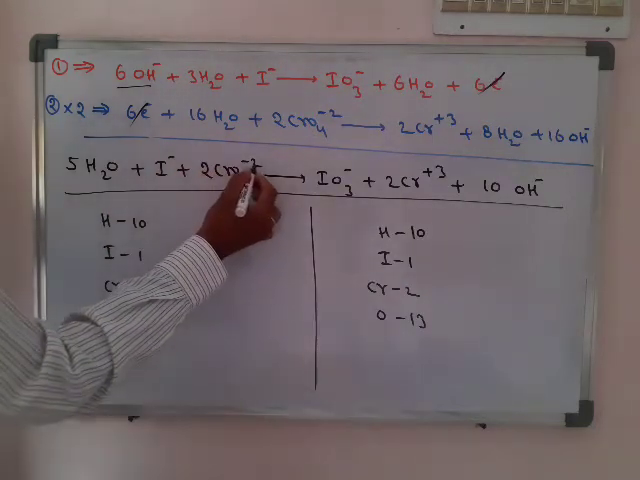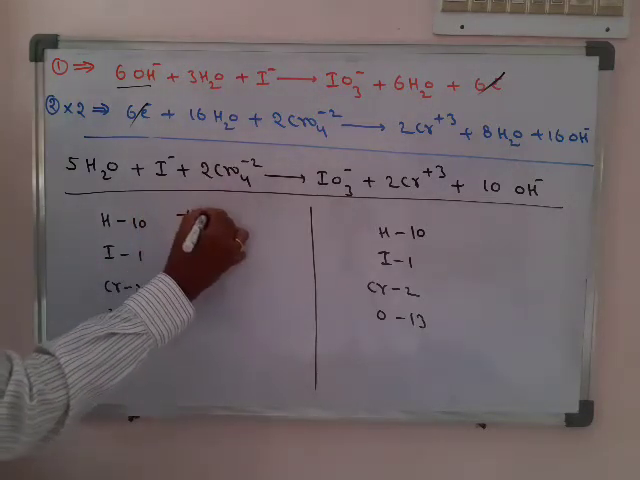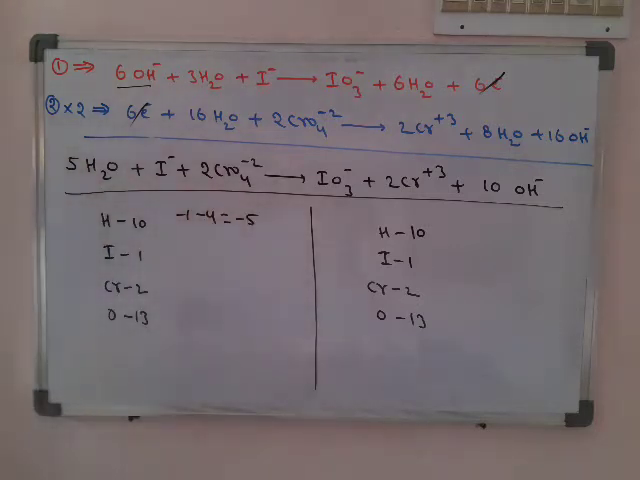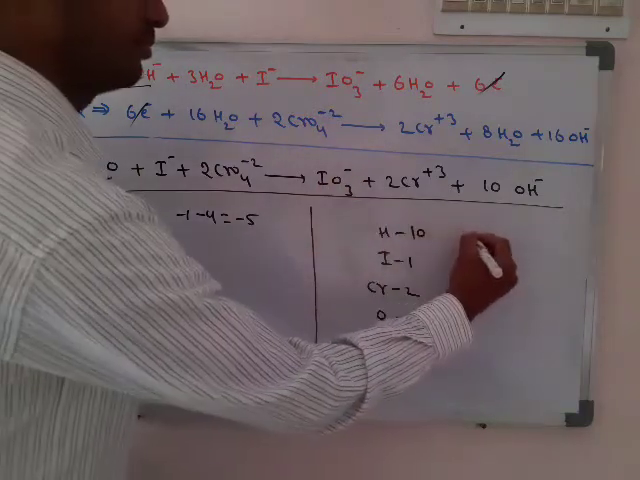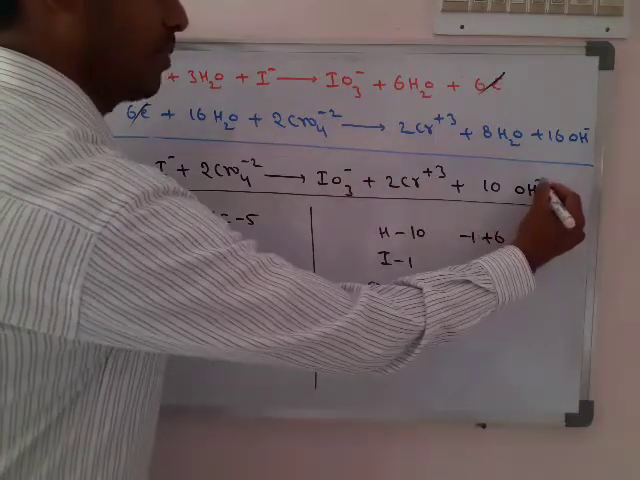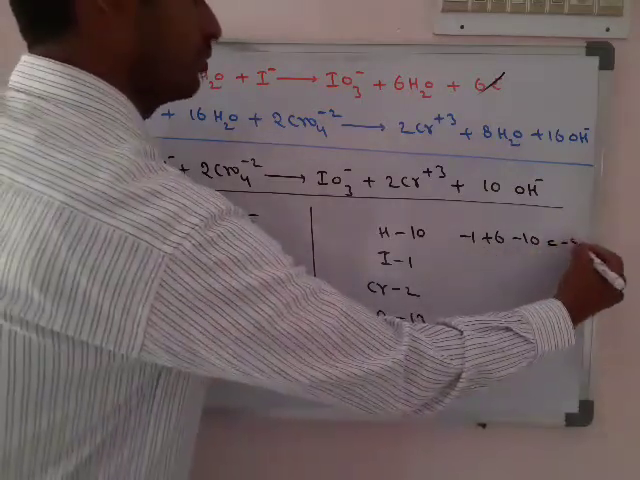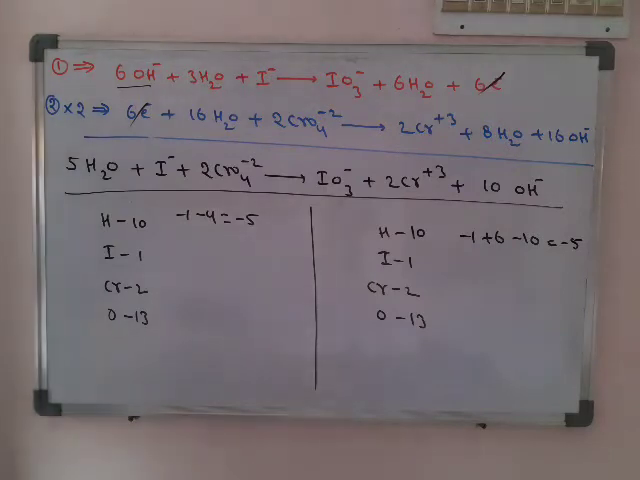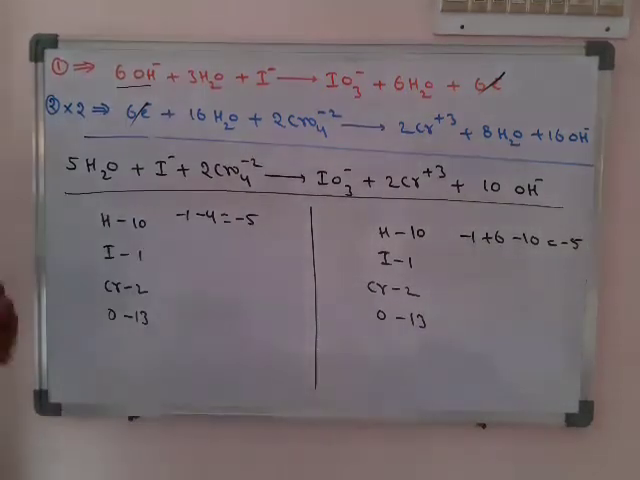Now what is the charge? On the left side: minus 1, and minus 4 from the two chromate ions, total minus 5. On the right side: minus 1, plus 6 from the two Cr plus 3, and minus 10 from the OH minus, giving minus 5. So the charge is also balanced. Therefore, this is the balanced redox reaction in basic medium. Okay, now we see one more equation.